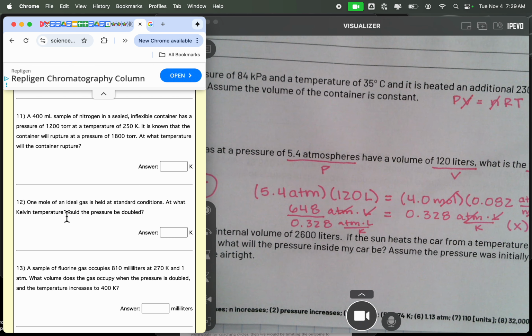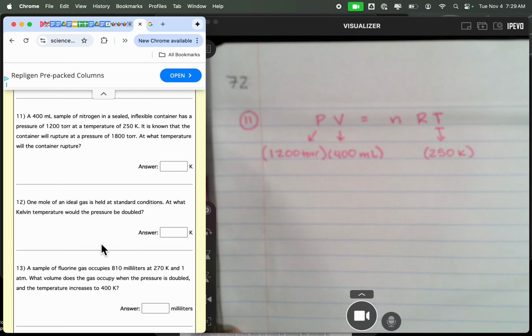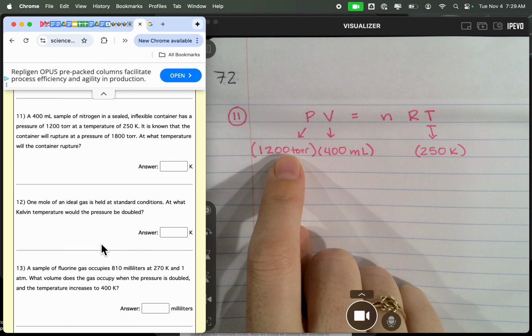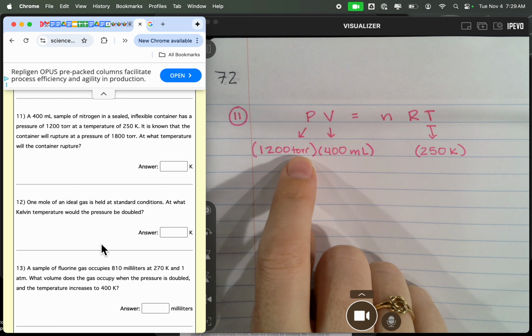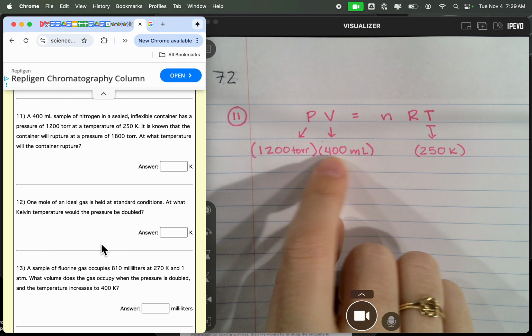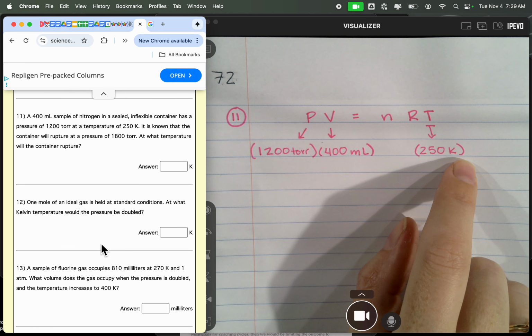For example, I started number 11 over here. This is what page 72 is for. Page 72 is for you to do some of these practice problems if you want some space to work on those. Let's see, I read this problem. It says at 1,200 torr pressure, we've got a sample, 400 milliliters of nitrogen, and the temperature is 250 K.